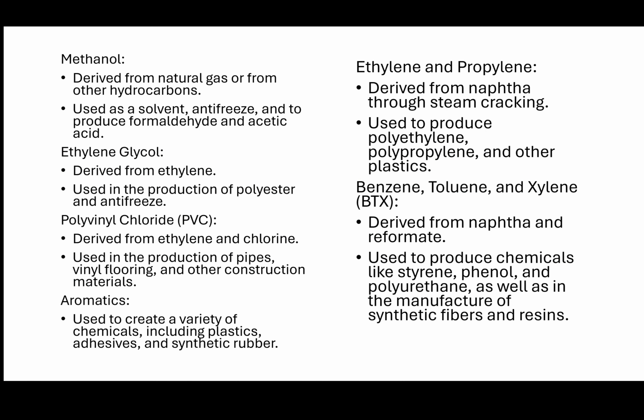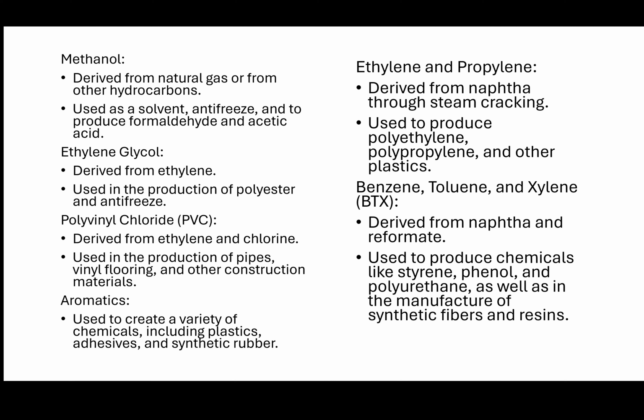For example, methanol, the simplest alcohol, is derived from natural gas or from other hydrocarbons. It's used as a solvent, it's used as antifreeze, and used to produce formaldehyde and acetic acid. Ethylene glycol is used in the production of polyesters and antifreeze as well. Polyvinyl chloride as well is used in vinyl flooring, in pipes, and for construction materials. And aromatics are used as well. So aromatics are used to create a variety of chemicals including plastics, adhesives, and synthetic rubbers.